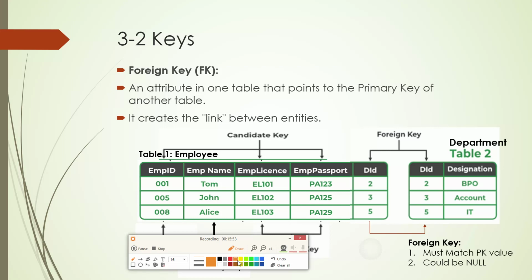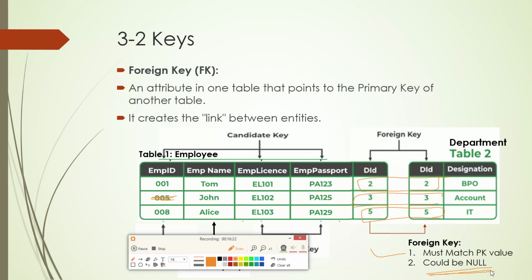And there are two conditions for a foreign key. The first one is that its value must match with the primary key value. See, 2 is matched against 2, 3 is matched against 3, and 5 is matched against 5. And the second condition is that in case of a primary key, it could not be null. But in case of a foreign key, it could be null.